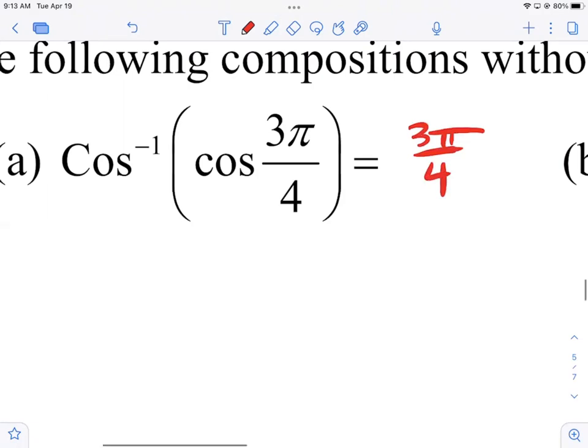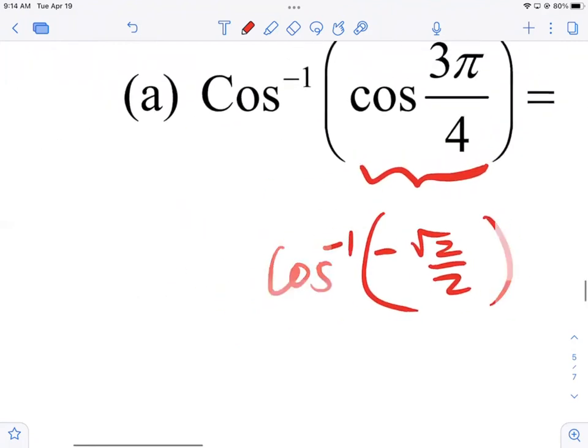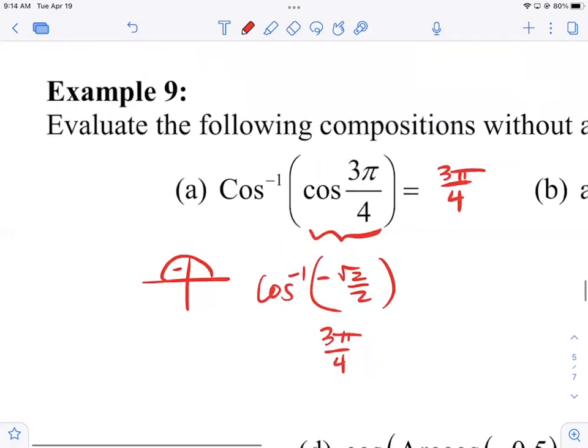Now you can also work it out from the inside out if you're unsure. When in doubt, work it out from the inside out. In fact, what is cosine of 3π/4? That's right, negative square root of 2 over 2. And now we'll take the inverse cosine of negative square root of 2 over 2. And now you're like, oh, cosine's negative in the PVR in quadrant 2. What's the angle in quadrant 2? It's 3π/4. So when in doubt, it works, but you can do things a little bit more efficiently when you memorize the PVR.